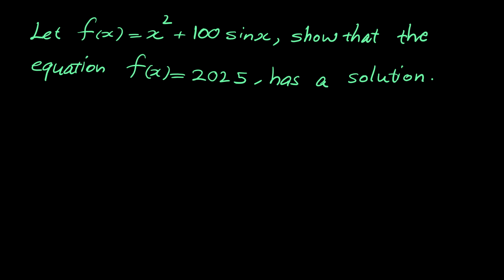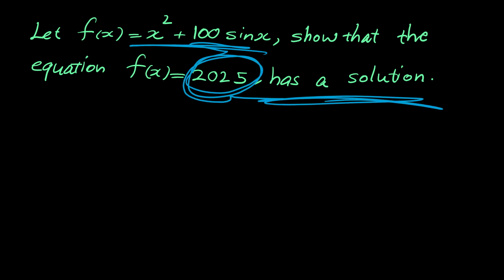In this video, I want to show you how we can use IVT or intermediate value theorem to show that an equation has a solution. Let function f of x be equal to x to the 2 plus 100 sine x. Show that the equation f of x, don't forget f of x is this, equals 2025 has a solution.